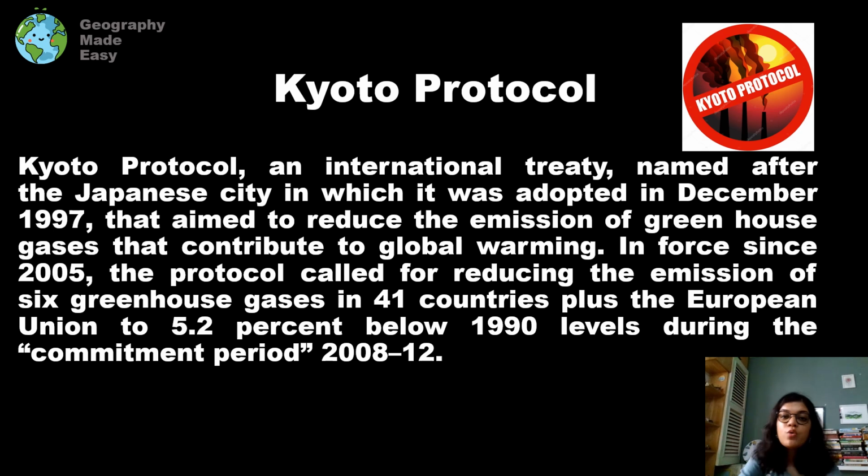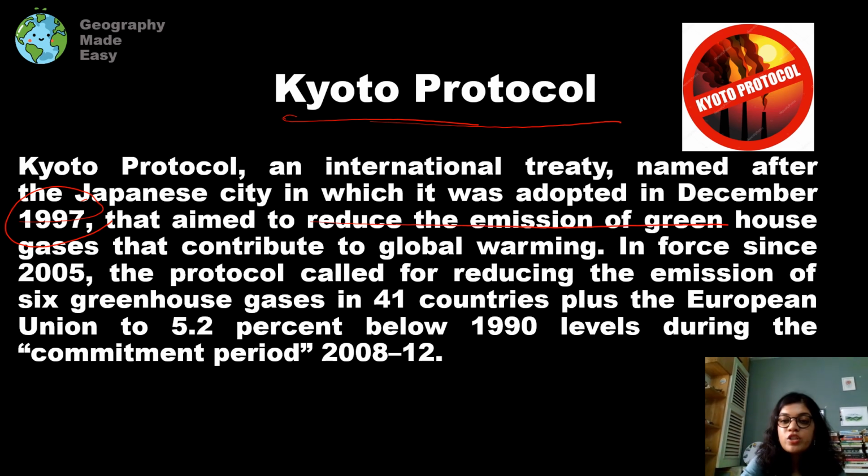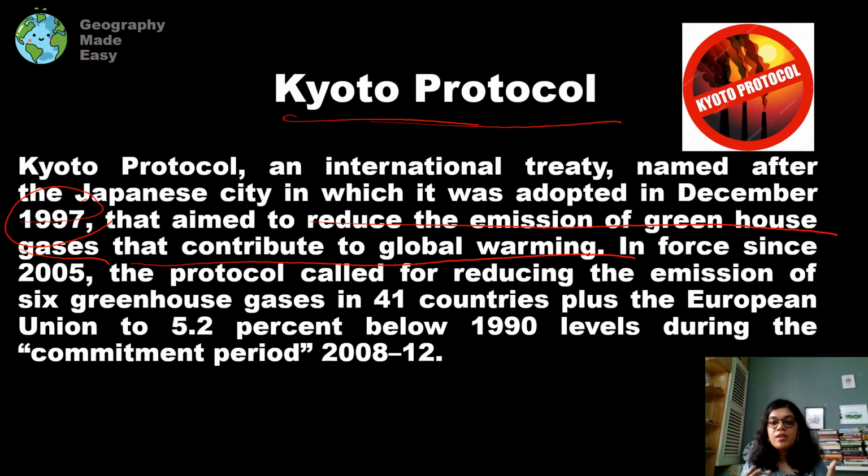Next, moving on, we have the Kyoto Protocol. The Kyoto Protocol was an international treaty named after the Japanese city where it was adopted in the year 1997. It aims at reduction of greenhouse gases which are contributing to global warming. From 1997 onwards, international leaders meet from time to time and address the issue of reducing greenhouse gases, so that emissions fall and global warming rates can go down.